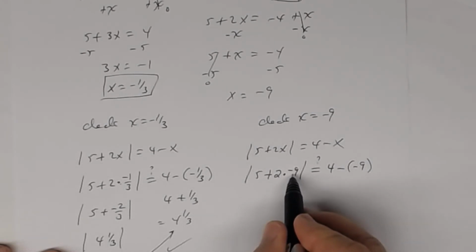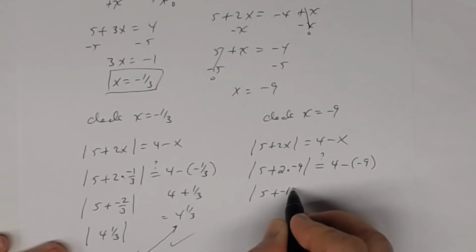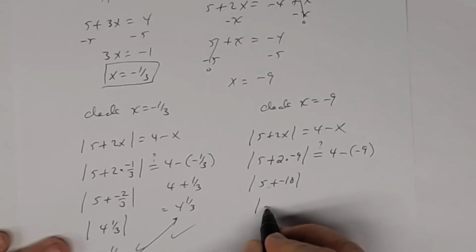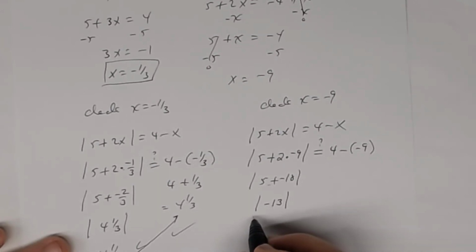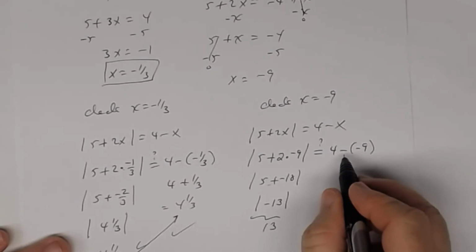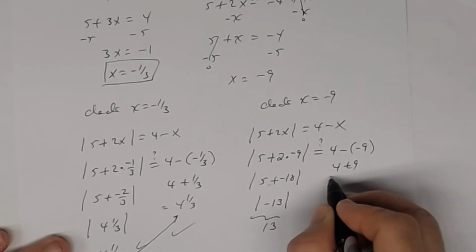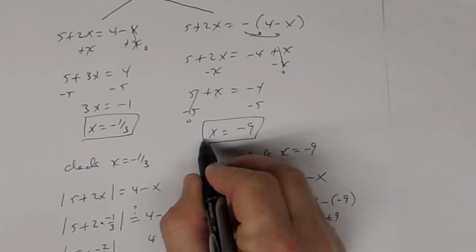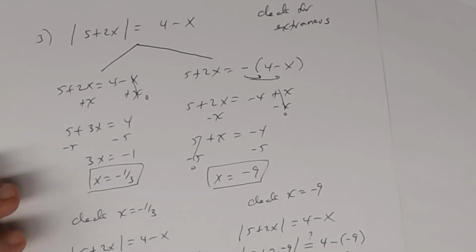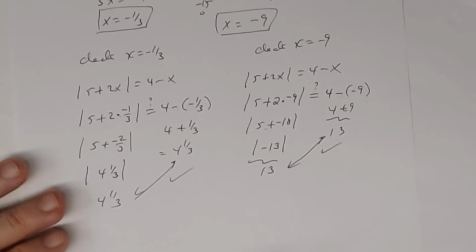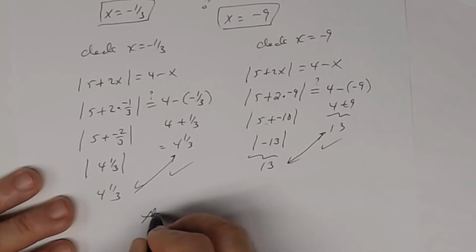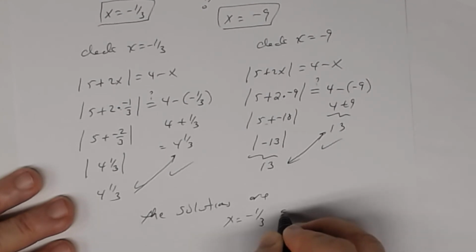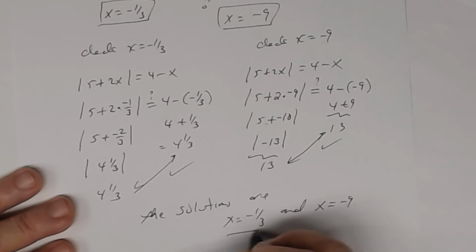Well, 2 times negative 9 is a negative 18, so that becomes 5 plus a negative 18. 5 plus a negative 18 is a negative 13, right? And the absolute value of negative 13 is a positive 13. Over here, 4 subtract negative 9 becomes 4 plus 9, which is a positive 13, and those are equal. So these two are going to be solutions. So in this example, I did not have any extraneous solutions at all. So both of those are solutions. So the solutions are x equal negative 1/3 and x equal negative 9.